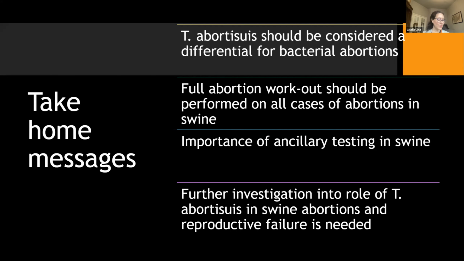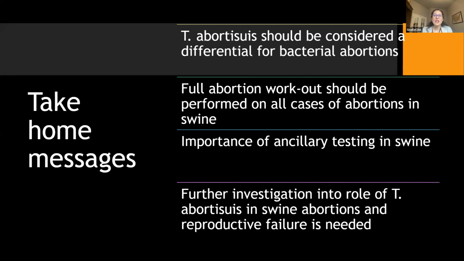So, the take-home messages for my presentation. We should always consider Trueperella abortisuis as a potential pathogen and differential in cases of abortions in swine, especially when there is vaginal discharge or abortions in early or middle gestation in which the animals are showing some clinical signs of pyometra. We were lucky that in our cases we were able to isolate it using bacterial cultures in the MALDI-TOF, and then also with metagenomic analysis.